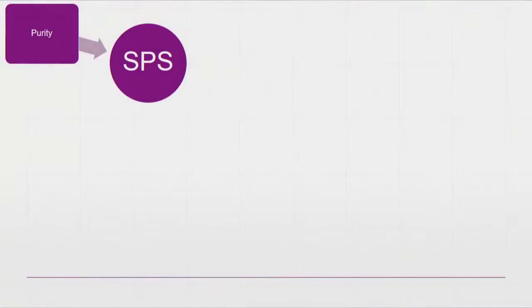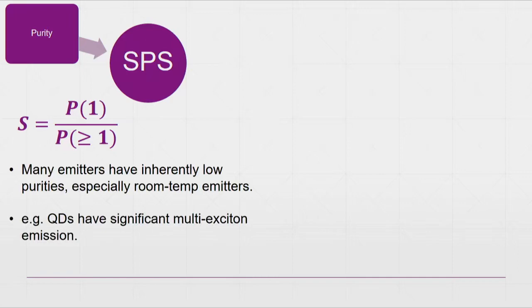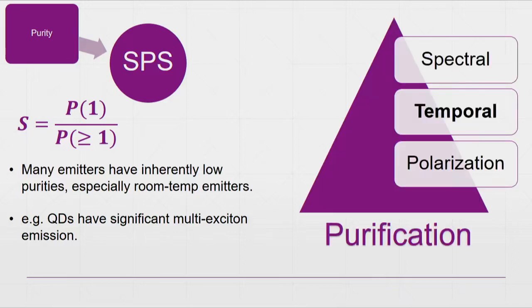So again, we have this problem of purity with these room temperature sources. Typically they're not so pure, especially quantum dots. As many of you know, they have significant multi-exciton emission, and at cryogenic temperatures it's relatively easy. You can spectrally resolve these lines, and you can spectrally filter them out. At room temperature, homogeneous broadening doesn't offer you this option.